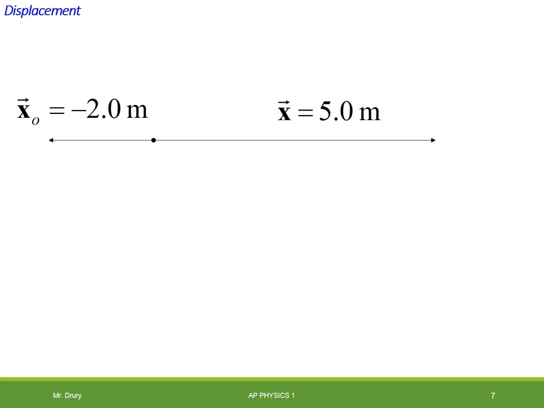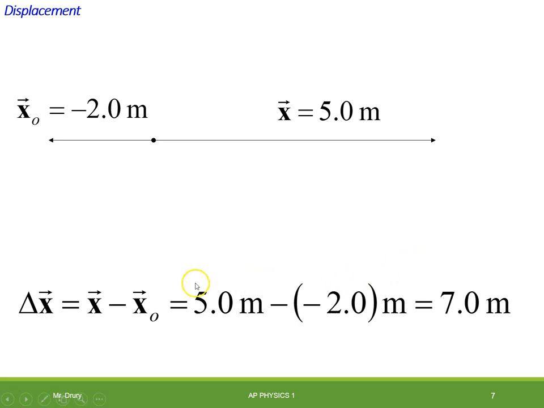Okay. Let's say, for example, you started in the negative region. You started at negative 2 meters. You ended at 5 meters. What is your displacement? Once again, you take your final position of 5 minus your initial position of negative 2 in this case. You subtract the negative 2, and you end up with 7 meters. So your overall displacement was positive 7 meters.